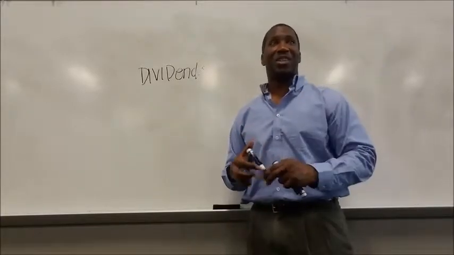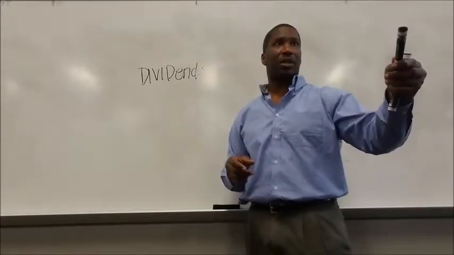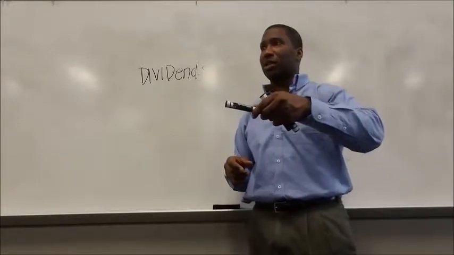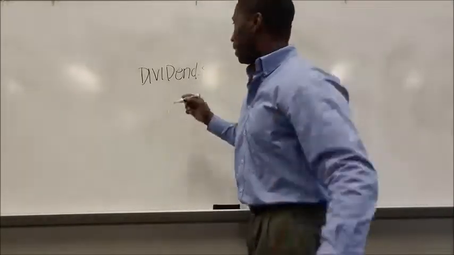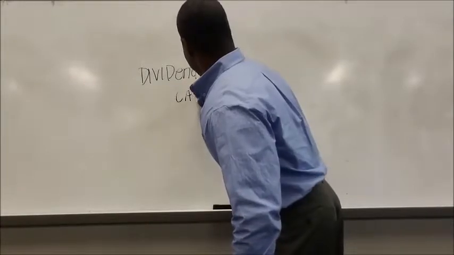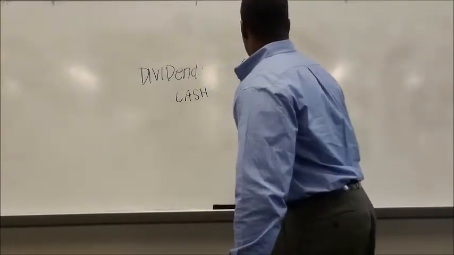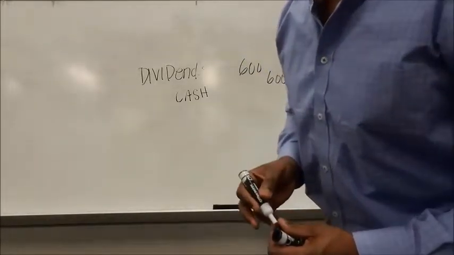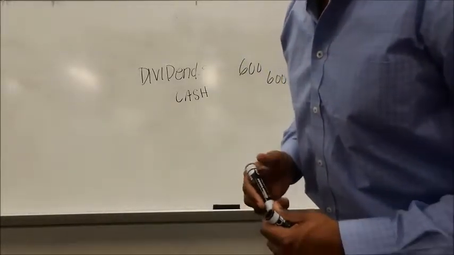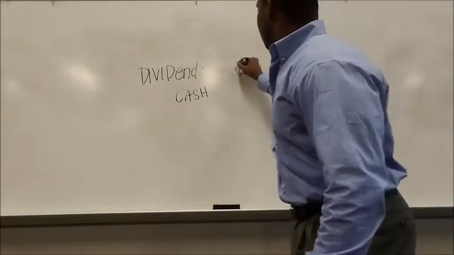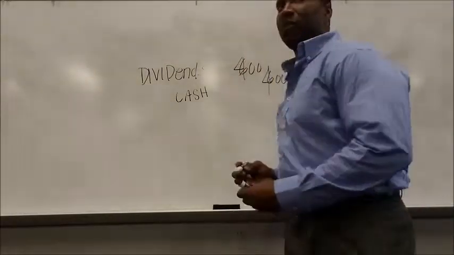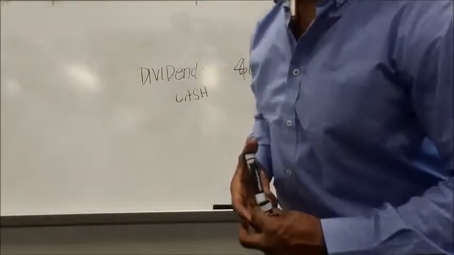Cash dividends. So we need to, in this case, decrease cash, which is an asset, by using a credit. Good. $600? $400. That's $400. All right.